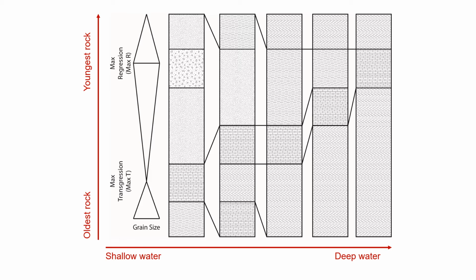Walther's law helps us to look at rocks and identify past sea level changes. Maximum transgression, the peak of sea level rise, occurs where the finest sediment reaches the farthest landward position. Maximum regression, the lowest sea level, occurs when the coarsest sediment reaches the farthest seaward position. Because of Walther's law, we can see that sea level change follows a cycle.